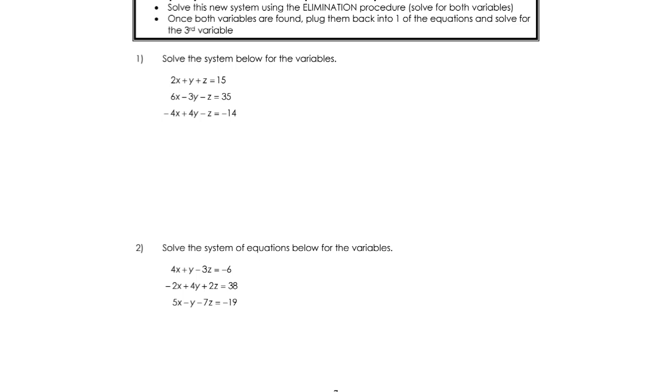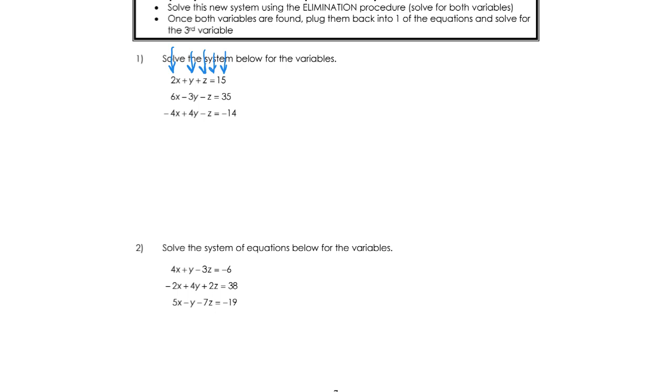equations with 2 variables. So the first thing we have to look for is that these equations are all lining up. So all the x terms line up here, all the y terms line up here, all the z terms line up here, all the equal signs line up here, and all the numbers line up here. So this system is in good shape.